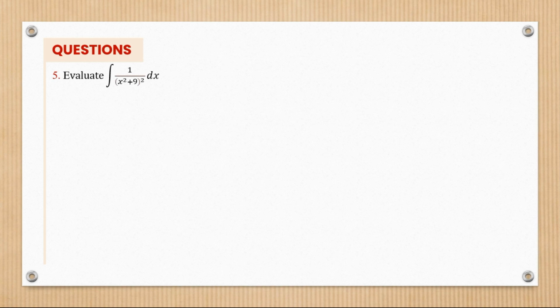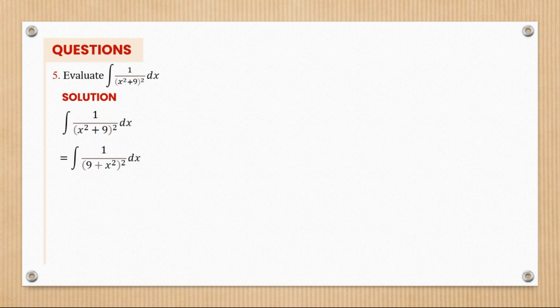Alright, so moving on to another example. We're being told to evaluate the integral of 1 over, now you can already see that we have some values inside a bracket. Inside the bracket we have x squared plus 9, and then we are squaring that bracket. So it's the bracket that's squared. So what are we going to do in this case? Now we can already say this is what we have.